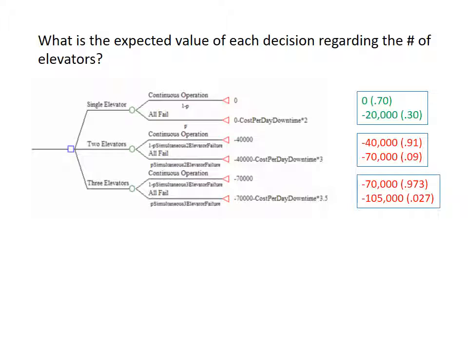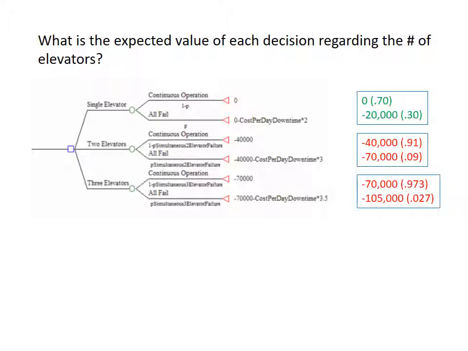And we can do that here because we have probabilities associated with each possible outcome when you build 1 elevator, or when you build 2 elevators, and when you build 3 elevators. So let's do the single elevator first. When we're talking about the expected value, what that means is cost times probability of experiencing that cost. And so remember, the cost per day of downtime we've said is 10,000. So for a single elevator, the two possible costs we could experience are 0 and 0 minus 10,000 times 2, or 20,000.